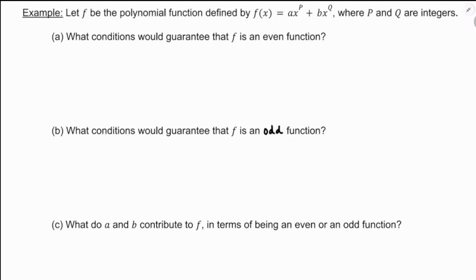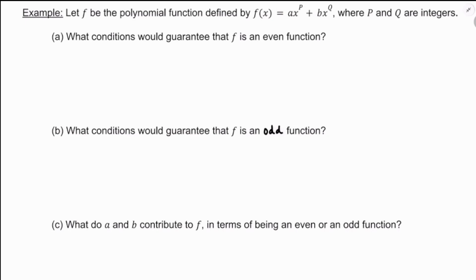All right, so the next question is, here's a polynomial. It's a times x to the p plus b times x to the q, where p and q are integers. It asks, what conditions would guarantee that f is an even function? And I'll be honest, this is a multiple choice question we had a hard time replicating.